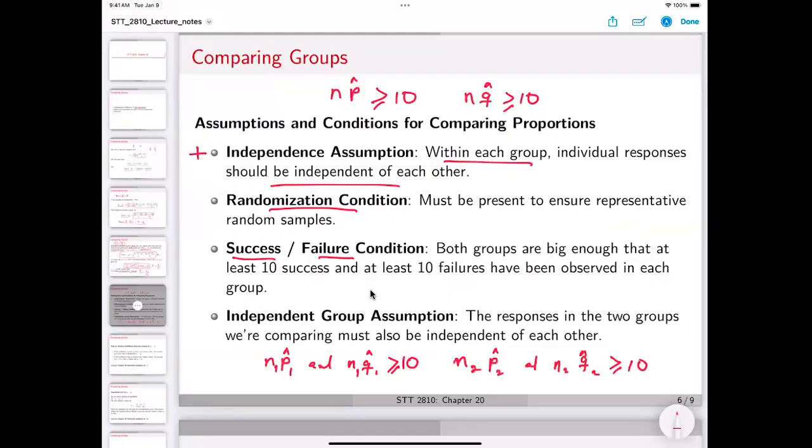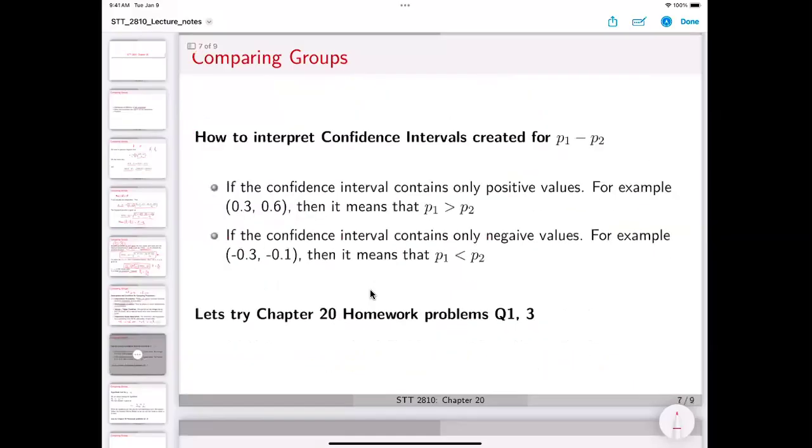Like I have said, in the one proportion, we just do it for one. But in the two proportion, you have to do it for both groups. And then we need to also ensure that the responses in the two groups are also independent of each other. So these are the various assumptions you have to check for the proportion. Then you can proceed to use the Z distribution or the Z table.